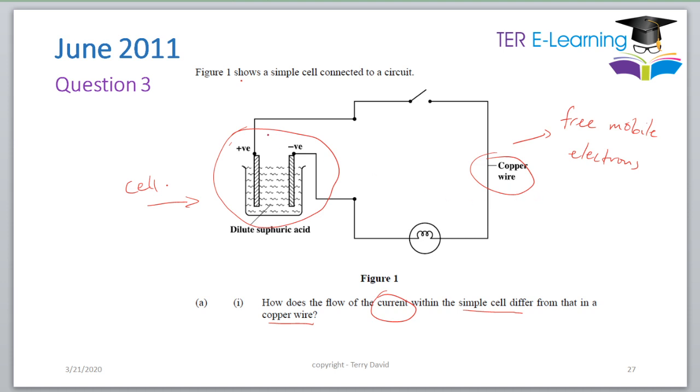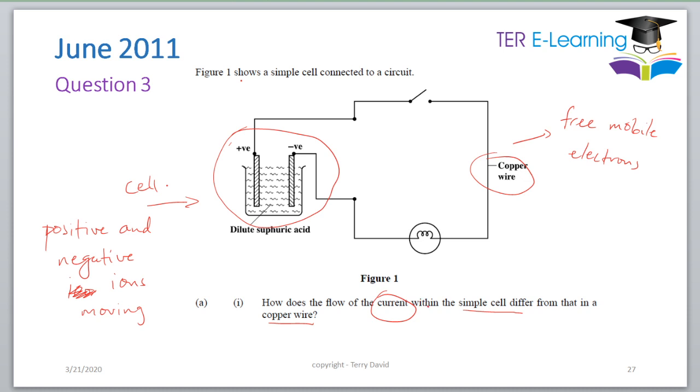In the case of the cell, we have dilute sulfuric acid here. In order for the cell to actually work, you have positive and negative ions, not irons, ions, moving. So this is the difference they want.